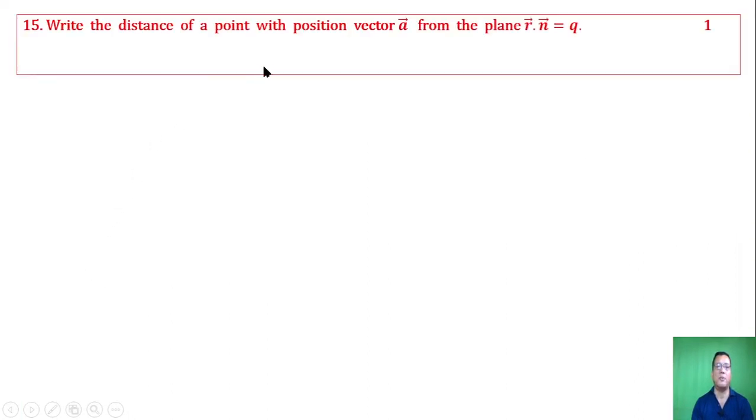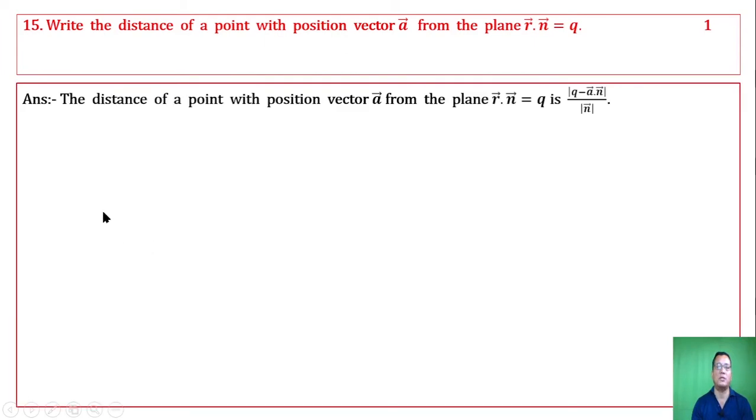Write the distance of a point with position vector a from the plane. What is the formula for the distance of the point from the plane? The distance of a point with position vector a from the plane r vector dot n vector equal to q is modulus of q minus a vector dot n vector divided by modulus of n vector.